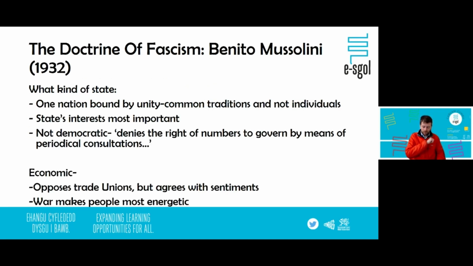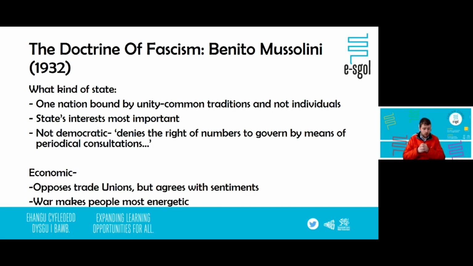So, what kind of country would Mussolini run? What kind of state would he want? What kind of lives would it be for the people in Italy? What he wanted was one nation bound by unity, common traditions, and not individuals. Not individuals dotted around, acting by themselves, but people bound by traditions, acting as one. The state's interests were put as most important, more important than individual rights and individual interests. And he explicitly referred to the fact he didn't want a democratic nation.